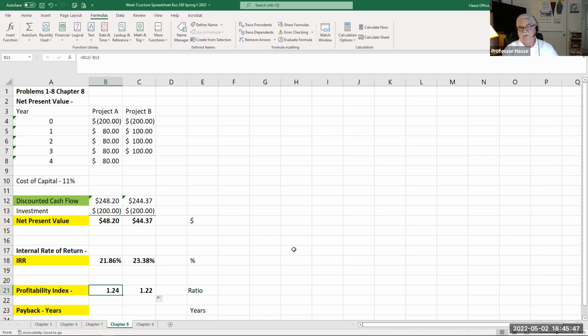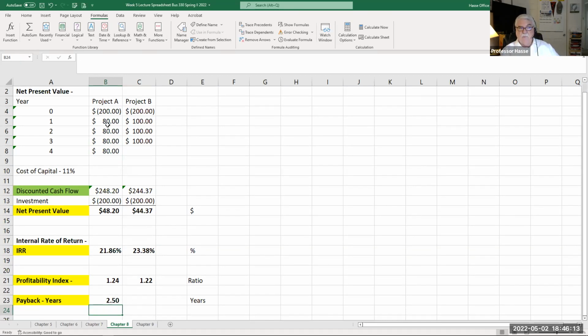So in the payback years, there's no discounting, there's no analysis. All it is, how long does it take us to recoup the $200? Well, the payback in years for project A is 2.5 years. How did I get that?